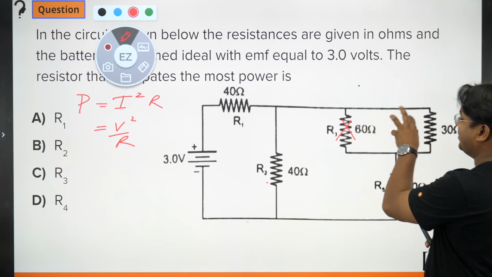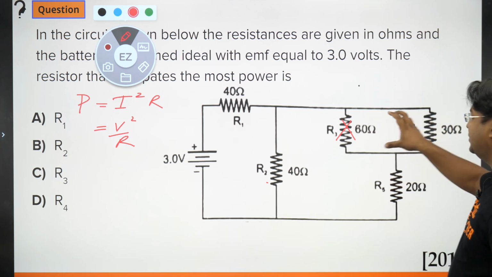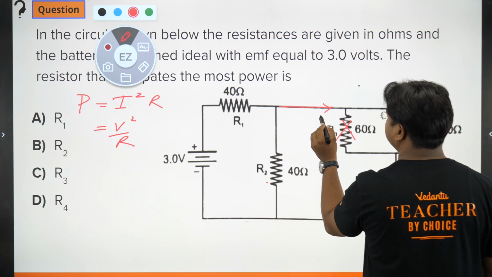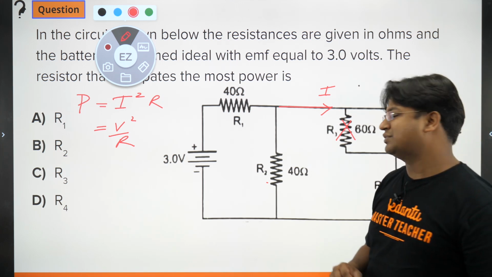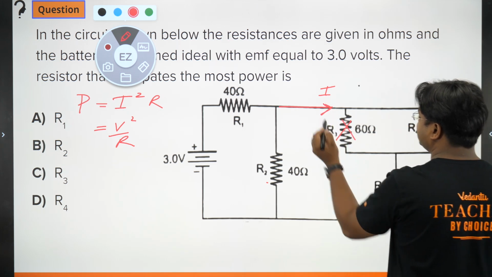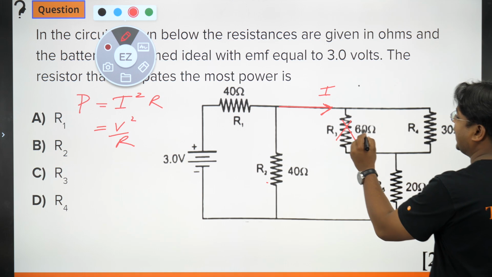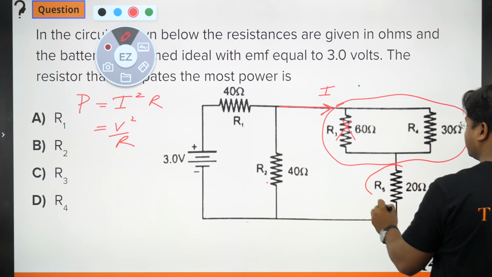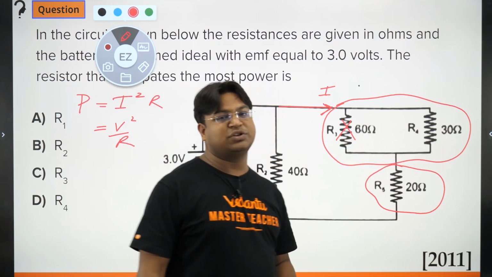Now let's try to understand this. If we replace these two by an equivalent value, that equivalent value will be 20 actually. Yeah, the equivalent value is important. So the equivalent becomes 20. The current I comes here, there is a single resistance of 20, and there is also a single resistance of 20. So I can say that this combination will produce the same power as produced by R5 alone. Tell me whether you agree with this or not. The equivalent of these two is 20.